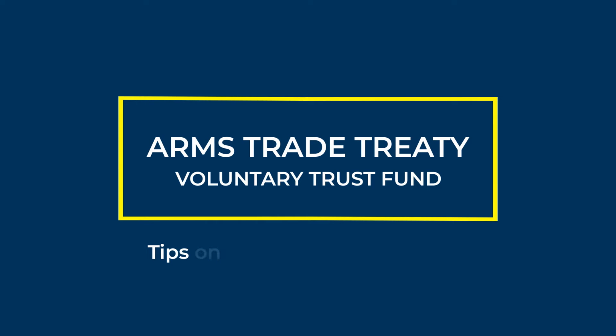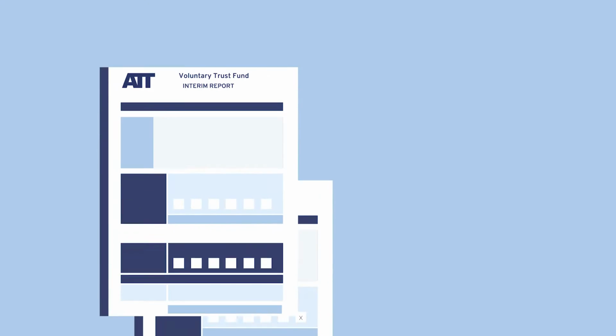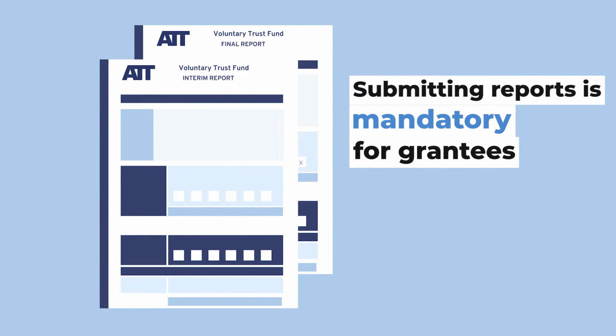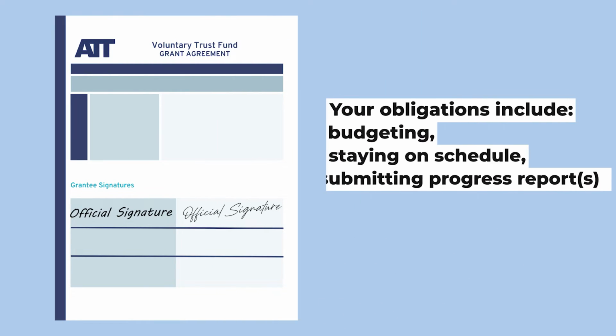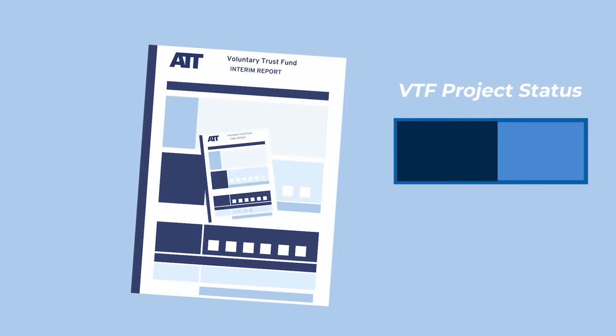The purpose of this video is to provide some tips for completing the Arms Trade Treaty Voluntary Trust Fund reports, which are mandatory for VTF grantees. The grant agreement you sign with the ATT Secretariat sets out your obligations to implement the project. One of your obligations will be to submit one or more reports on the project progress.